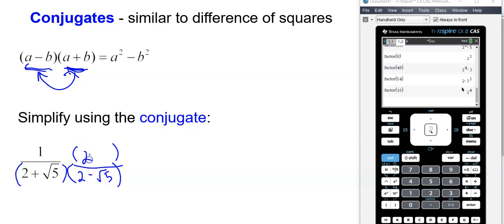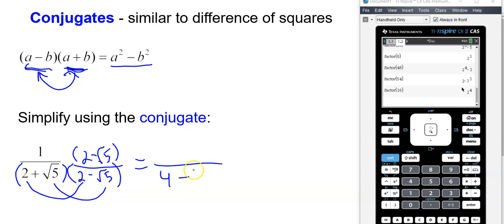You might say, well, why is that going to work? Well, let's watch what happens. Remember, this is difference of squares. When you FOIL this, the inside-outside is going to cancel out. So in the denominator, all I really have to do is first times first, which is 4, minus last times last. Square root of 5 times square root of 5 is 5. So now our denominator is negative 1. I like that a lot better than a square root in there.